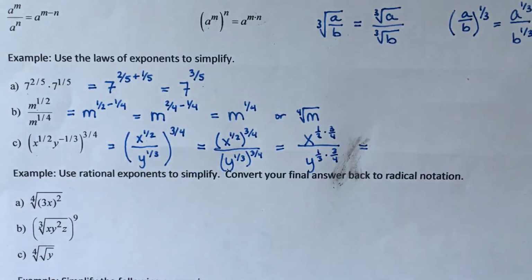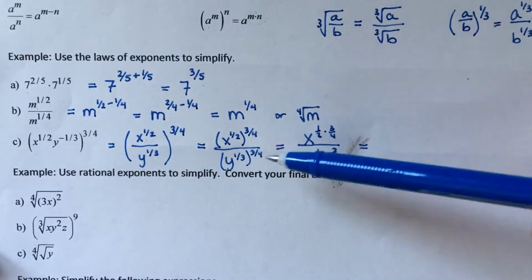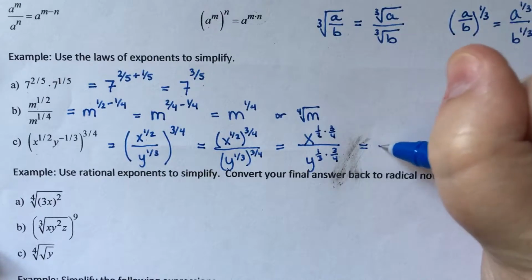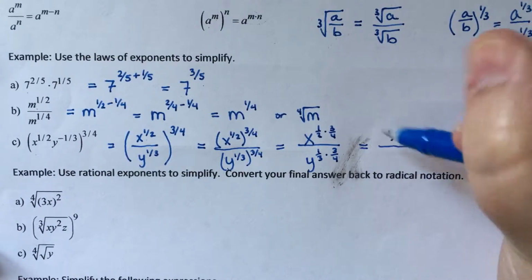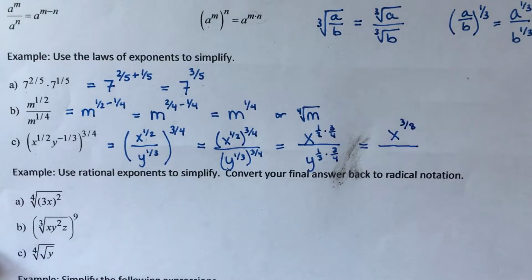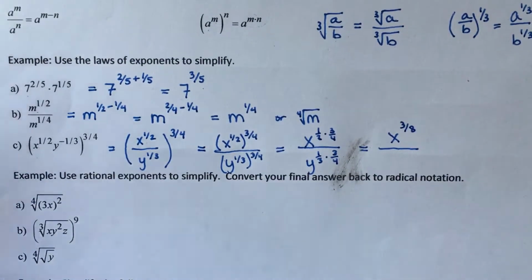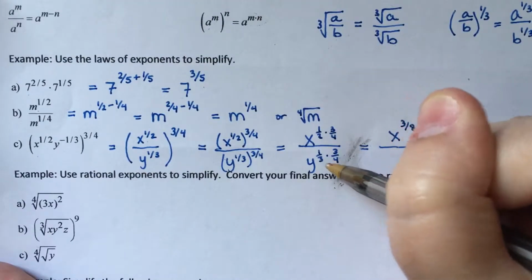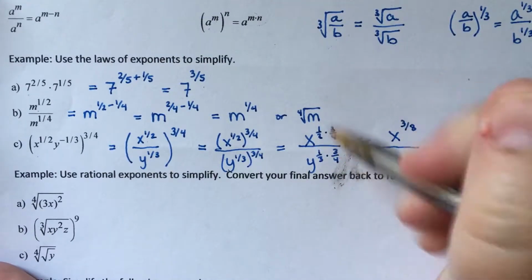Now in multiplying fractions, we're doing all kinds of fraction review here too. We had to add fractions, get common denominators, now we're multiplying fractions. Multiplying is easier, you just go across the top, across the bottom. So on the top it's going to be x to the 3/8 power. But on the bottom, in the denominator, I'm seeing y to the 1/3 times 3/4.